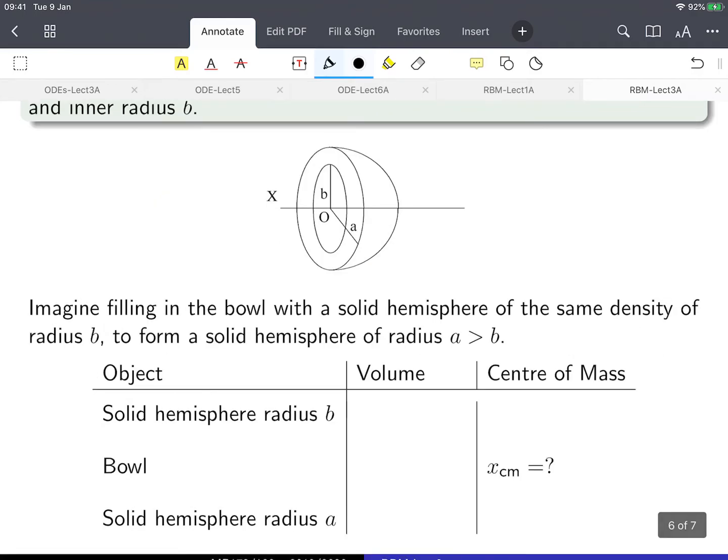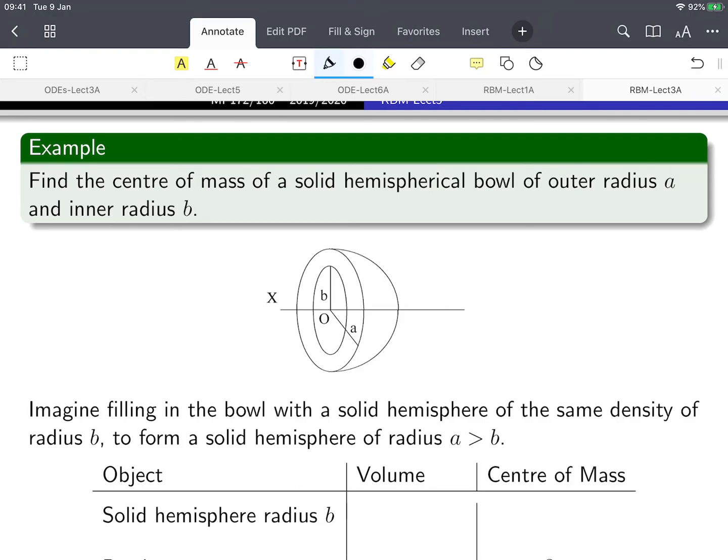What about this problem here? A ball. So you get the idea? That's hollow, right? There's an outer shape, which is a hemisphere of radius A, and then there's an inner shape, which is another hemisphere, radius B. And the matter is only in between those two boundaries. That's why it's called a ball. Where is the center of mass of this?